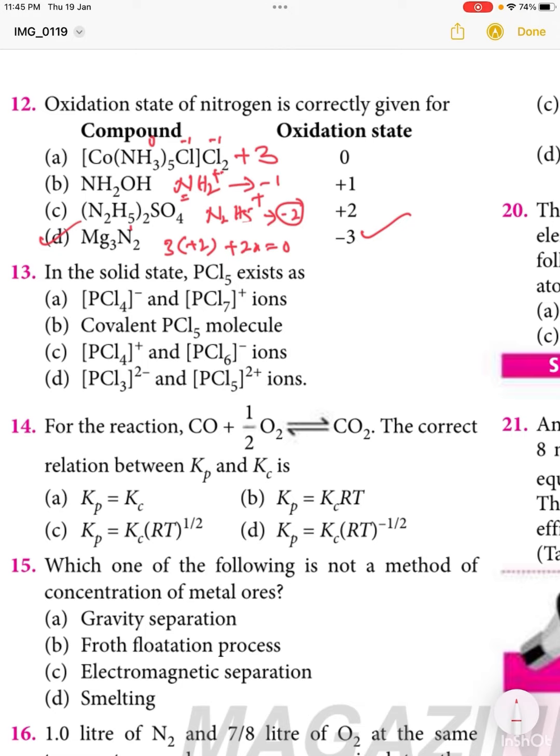Next. Question number 13. In the solid state, PCl5 exists as PCl4 plus and PCl6 minus. C is the correct answer.